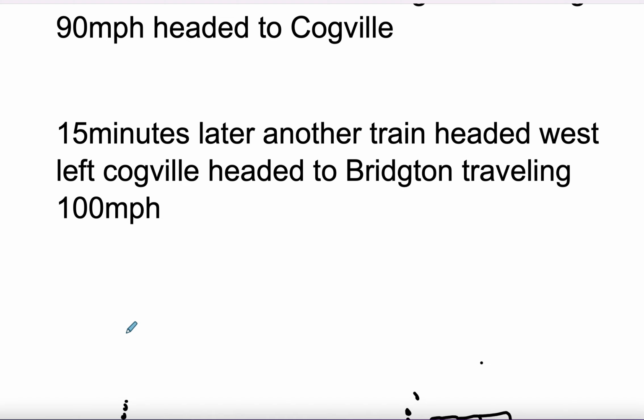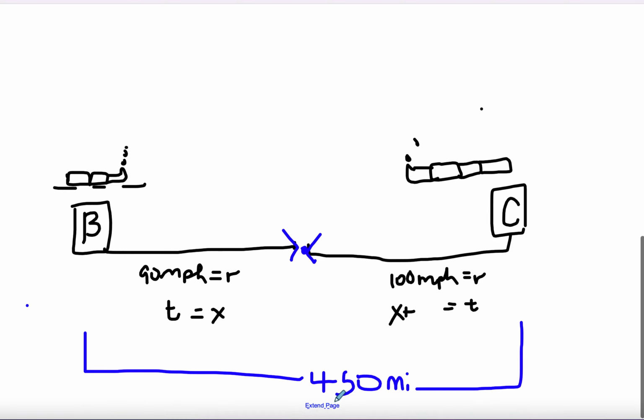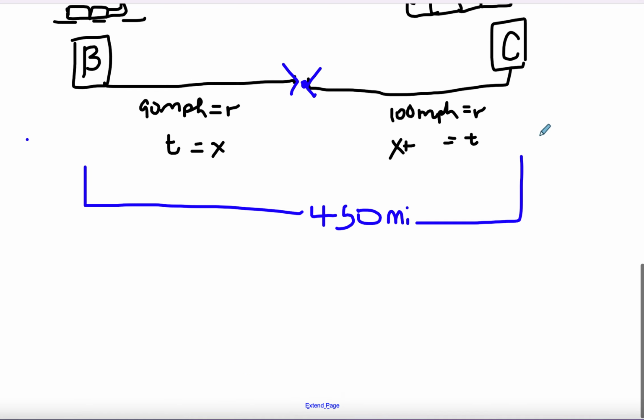This is different from going apart from each other and doing a total distance. This time, these two are headed towards each other. We want to know when they're going to pass each other. Two trains passing each other, hopefully on different tracks. So we know that the total distance between Bridgeton and Cogville is 450 miles. First train's going 90 miles per hour. That's its rate. The time, we know it left at 12, but we don't know how many hours it's been traveling, so we put an X.